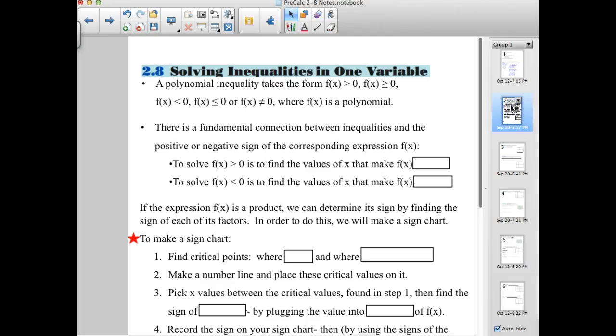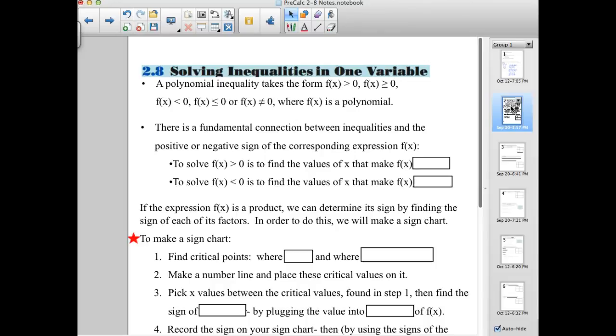All right, so we are looking at polynomial inequalities. We'll also get to some rational inequalities towards the end of our notes today. For a polynomial inequality, our choices are the function can be greater than 0, it can be greater than or equal to 0, less than 0, less than or equal to 0, can be not equal to 0. Those are all considered inequalities. Okay? It says there's a fundamental connection between the inequalities and the positive or negative sign of the corresponding expression.